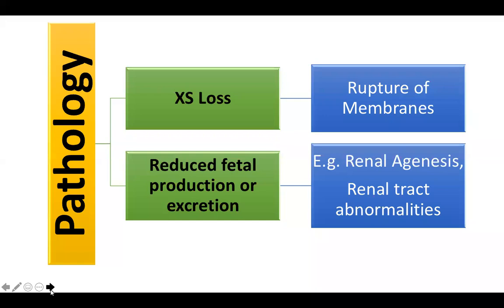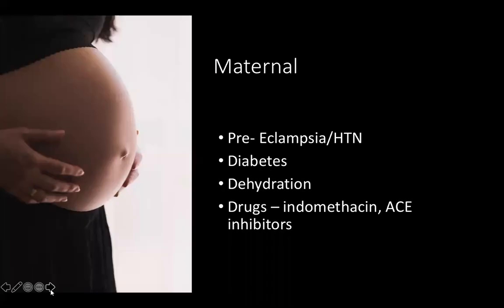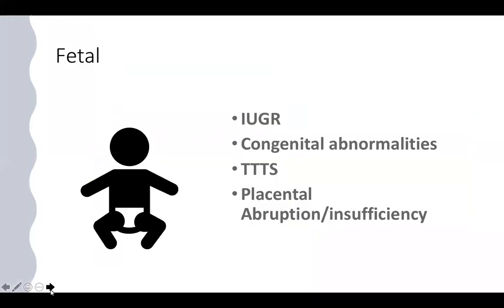It occurs in 4% of women at term. And the pathology behind it can be divided into excess loss, such as rupture of membranes, or reduced fetal production or excretion of amniotic fluid, for example, in renal agenesis or other renal tract abnormalities. Etiology can be divided into maternal and fetal causes. From maternal causes, it could be preeclampsia, high blood pressure, diabetes, dehydration, drugs such as indomethacin or ACE inhibitors. Fetal causes include IUGR, congenital abnormalities, twin-to-twin transfusion syndrome, or placental issues such as abruption or insufficiency.